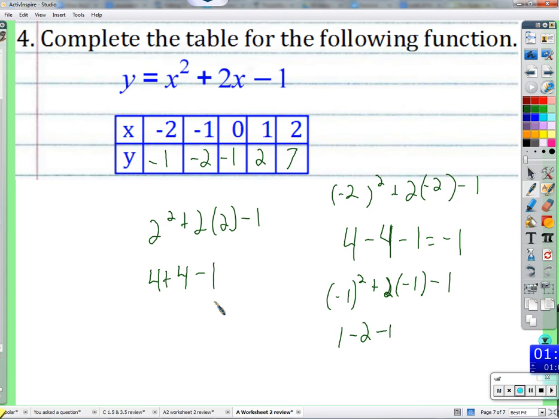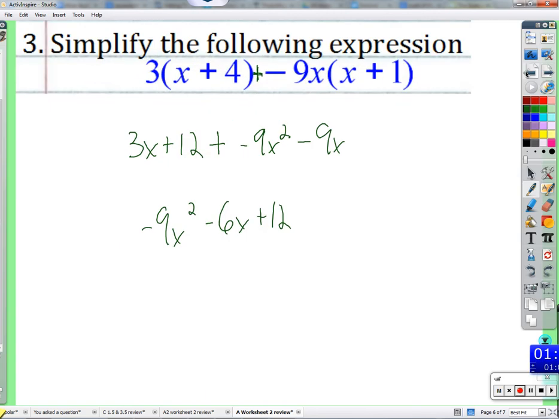What was the final answer to number 3? Let me go back. It's that: negative 9x squared minus 6x plus 12. Yes. So, they have the answer in all. Oh, okay. You still got it right anyway. Yeah. I'll just need a different order.